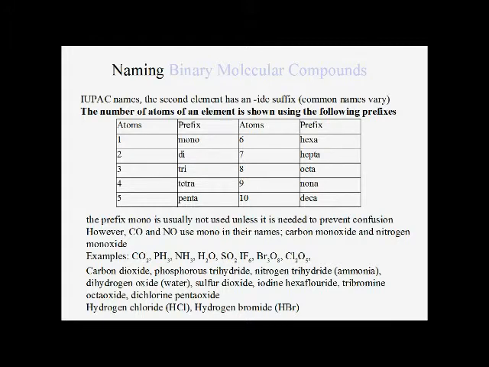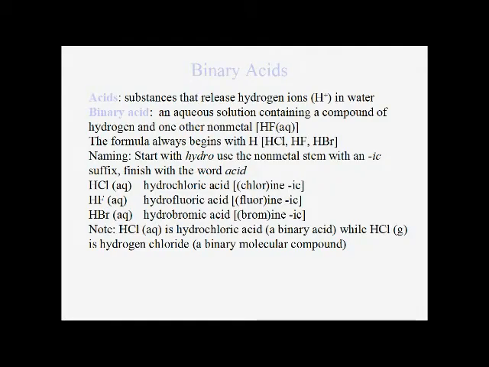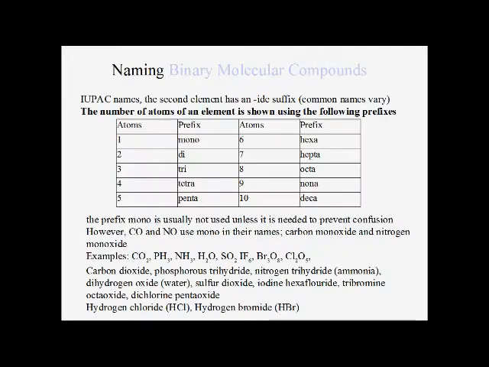So we're going to have to be able to take a formula and write the name for binary covalent compounds, or take the name and write the formula. Either way, we should be able to go either way with this. Now the two on the bottom here, hydrogen chloride, hydrogen bromide. Well, the hydrogen is listed first. Water, the hydrogen also listed first, but water won't apply.